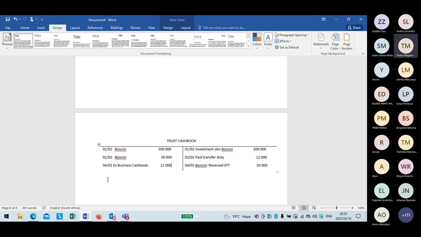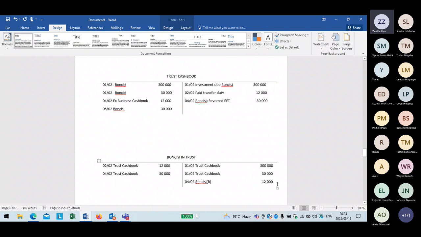We will take it to trust. On which day? So Bonchisi, from here, where do we go? We credit Bonchisi in trust. On which date? On the 5th of February. And then we move further.